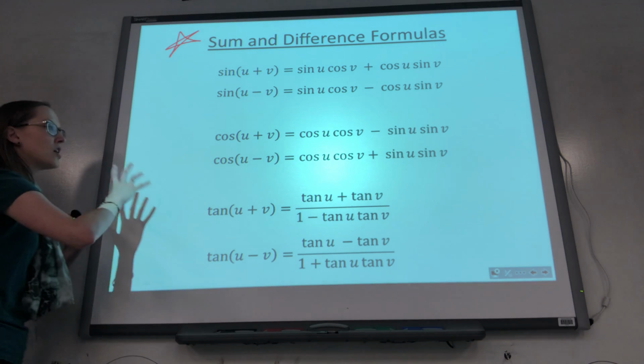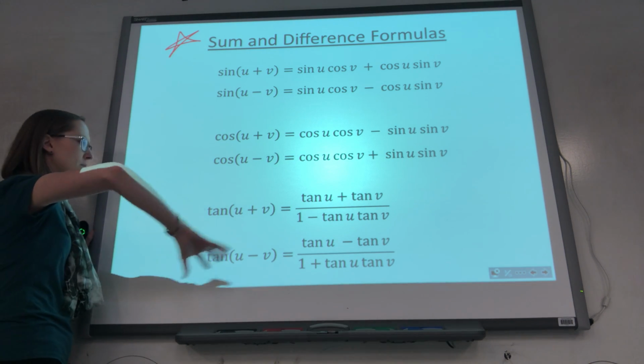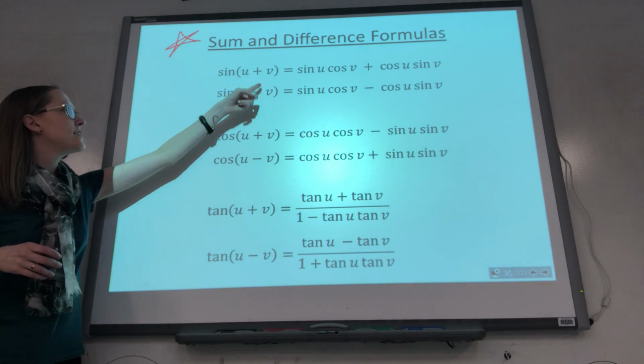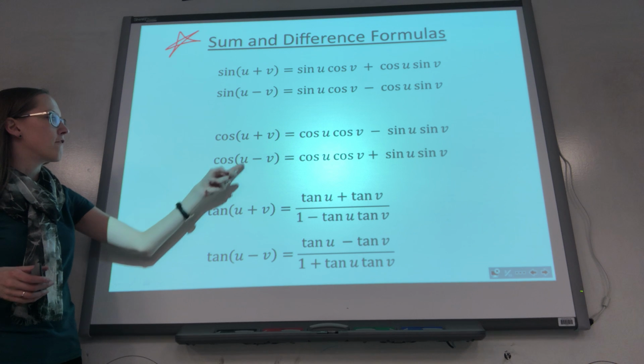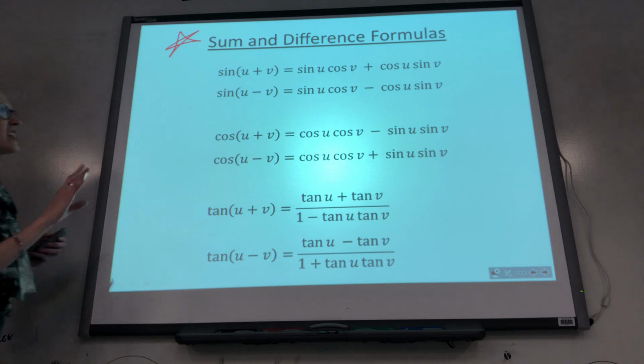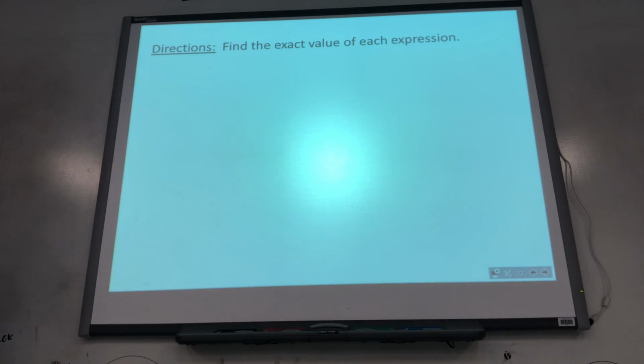Okie doke. So those are going to be what we're working with all day today. Sum and difference. Sum and difference. Sum and difference. We got it for sine, cosine, and tangent. Now, the directions today, I think there's a couple different sets of directions. Did everybody get those formulas before I move on to this? Okie doke.